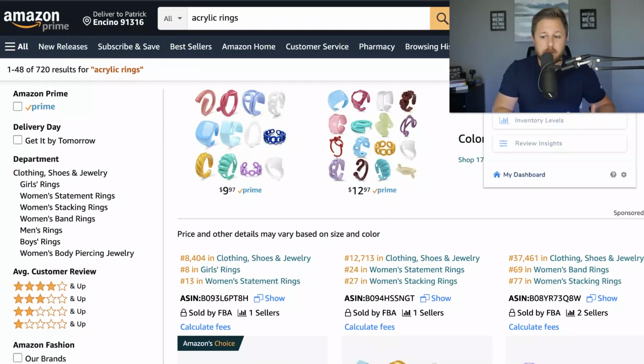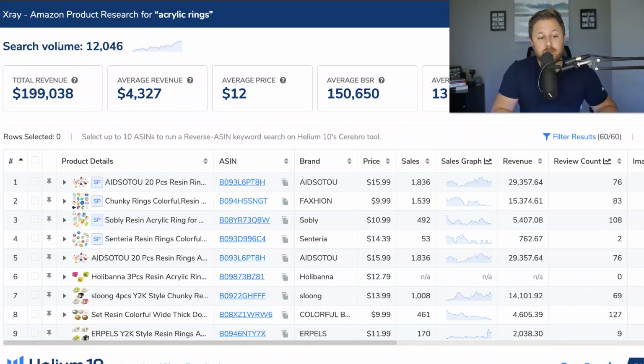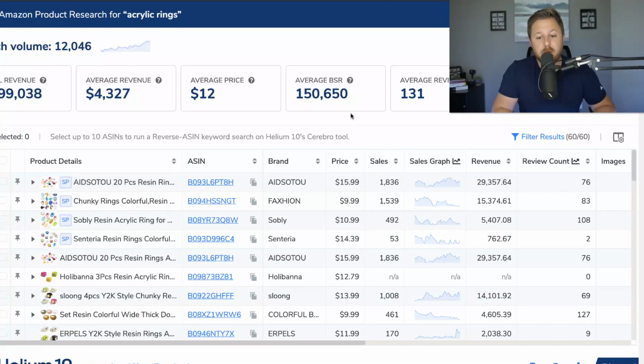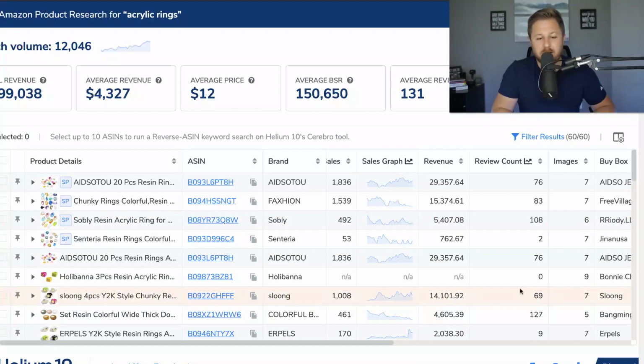So I always run Helium10 to see the overall market. All right, so acrylic rings are getting searched on Amazon over 12,000 times. The average reviews are very low, only 131 reviews. The BSR is pretty high. That means there's not high sales velocity. But let's actually come down here and see what sellers are doing. So the average revenue is a little low, around 4,000, but that's what I put into Helium10 Black Box.